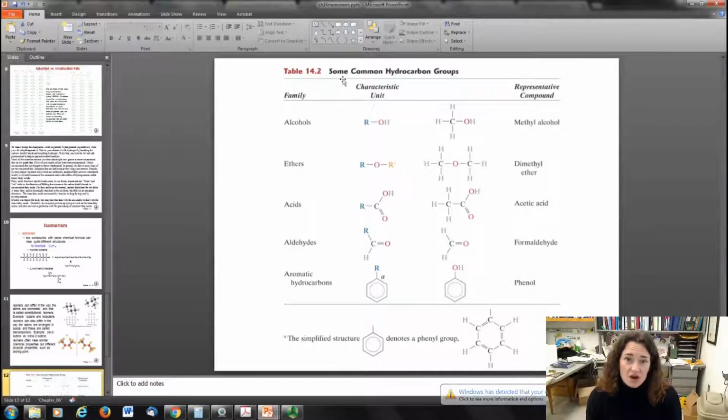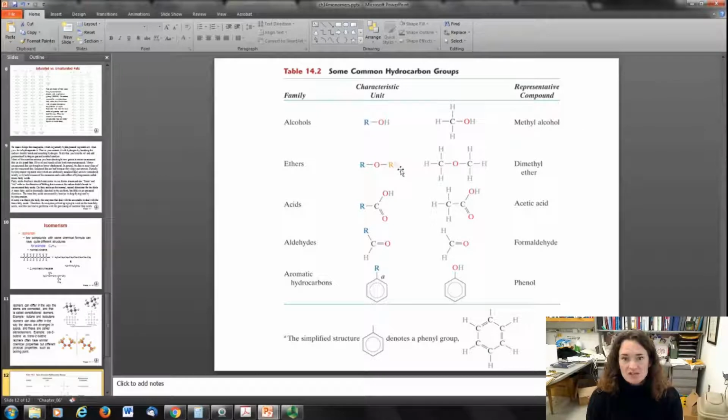There's a lot of common hydrocarbon groups. If you've ever taken organic chemistry, you're really familiar with some of these. Alcohols is when you have a unit. Here the unit is symbolized with an R, so it's supposed to be generic, like a variable. And then this unit is hooked to an OH group. So you have methyl alcohol, probably everybody's favorite ethyl alcohol, and so on and so forth.